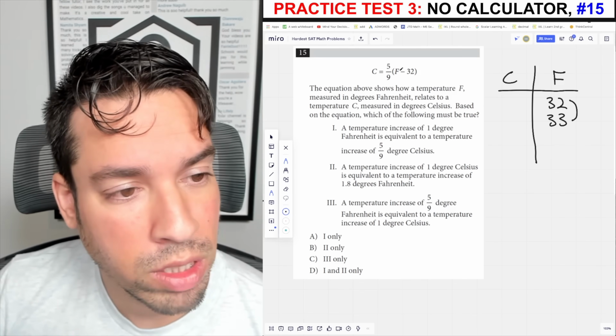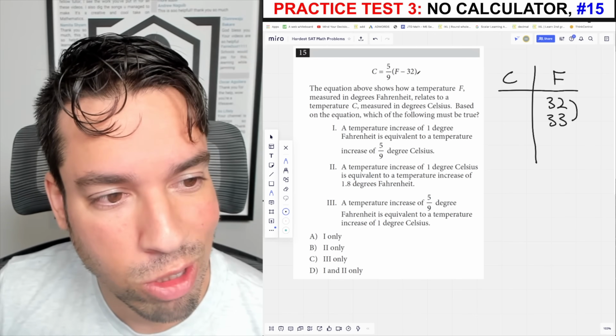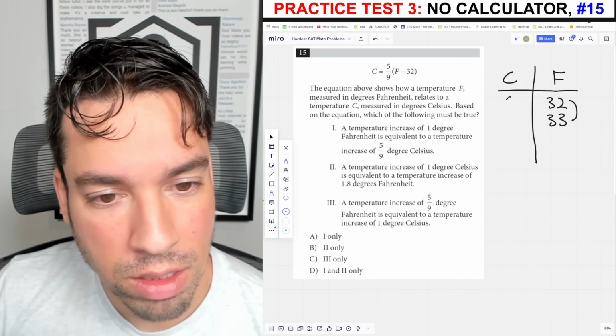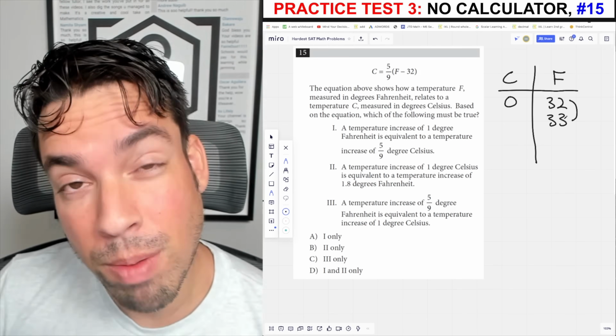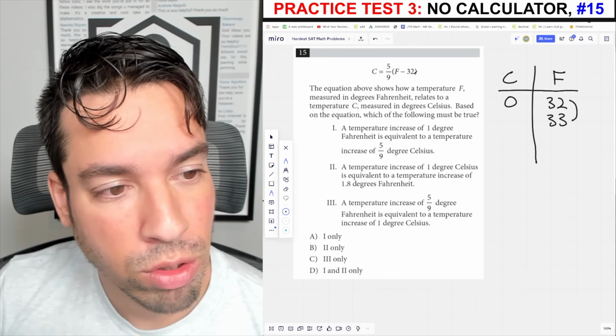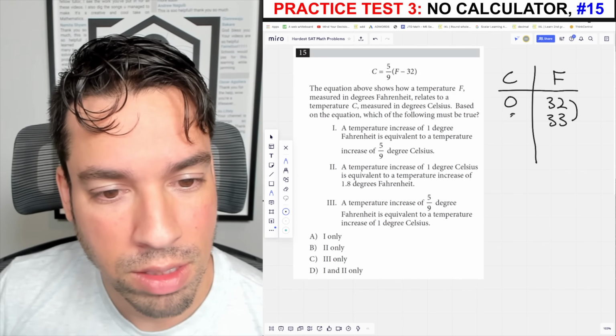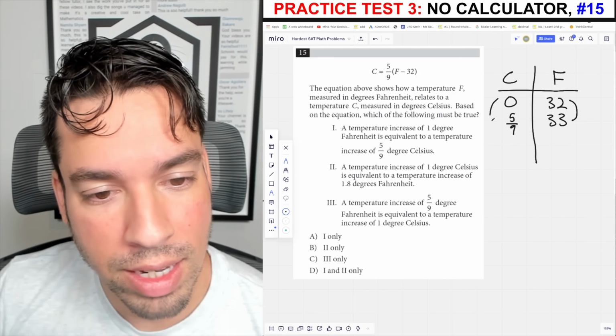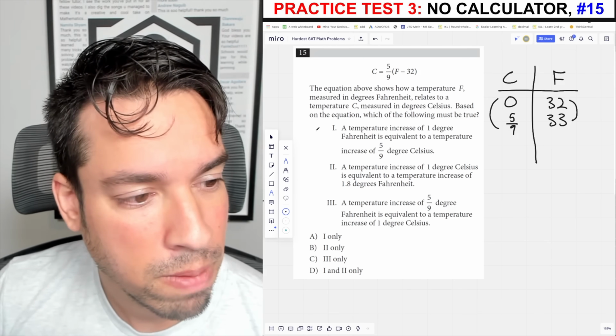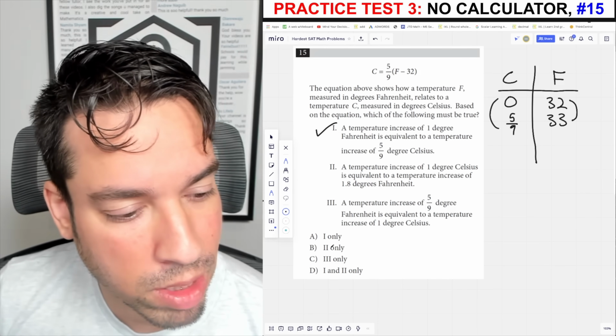Well, if I plug in 32, I chose that intentionally because 32 minus 32 is 0. That's a starting temperature of 0 degrees. If I plug in 33, 33 minus 32 is 1 times 5/9 is 5/9. It looks like it has indeed gone up by 5/9. That is true. So immediately I'm going to look at this.